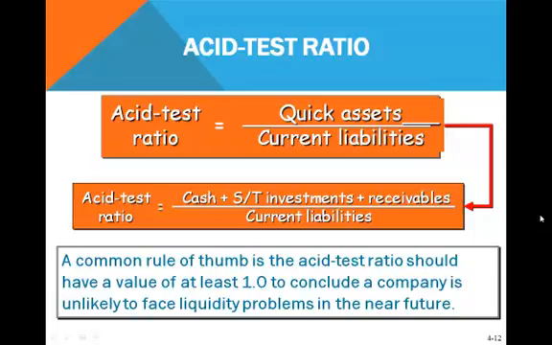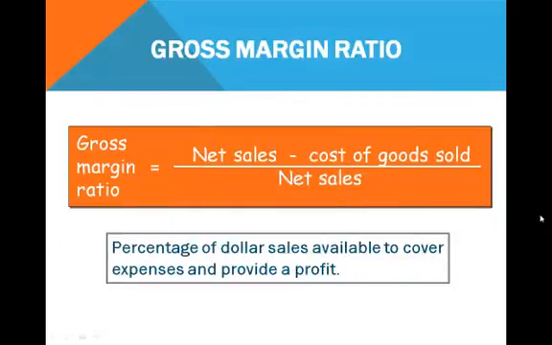A common rule of thumb is for the acid test ratio to be at least 1.0, but this can vary from industry to industry. The gross margin ratio is another common ratio that calculates the percentage of dollar sales available to cover expenses and provide a profit. This ratio is calculated as gross margin divided by net sales. So we've got our net sales minus our cost of goods sold, which is also referred to as gross margin or gross profit, and we're dividing that by net sales. It's just going to give us a percentage. Remember, gross margin is net sales minus cost of goods sold. In most cases, the higher the ratio is, the better.